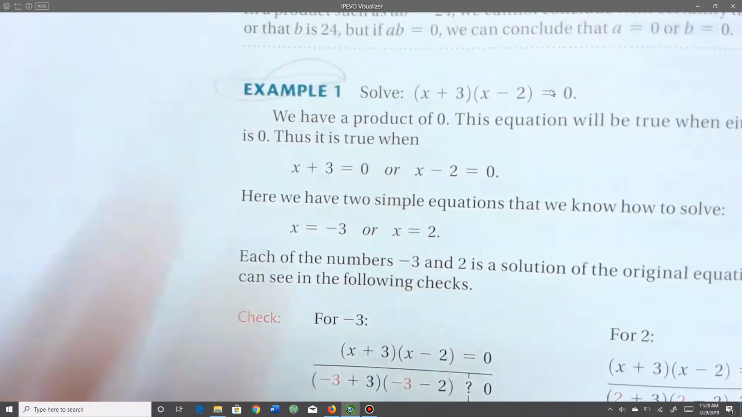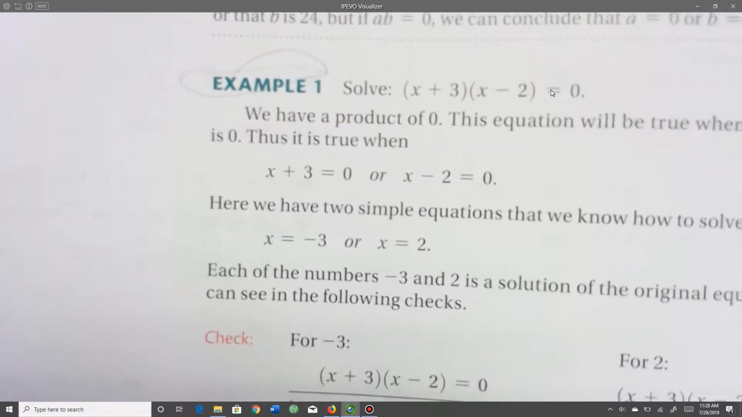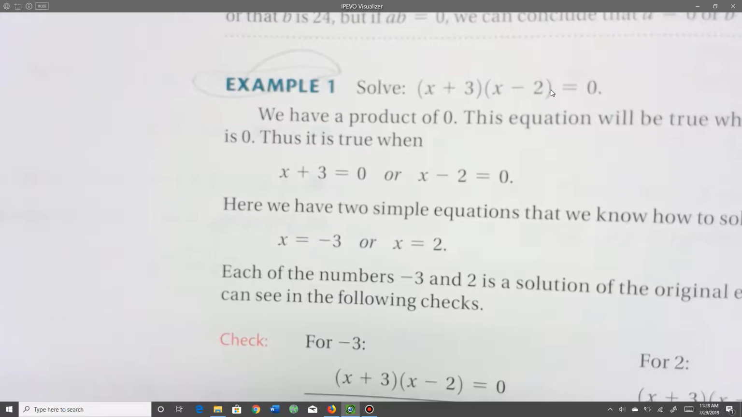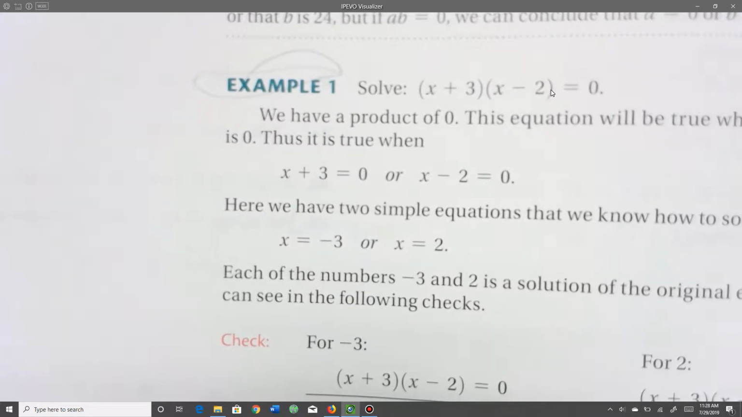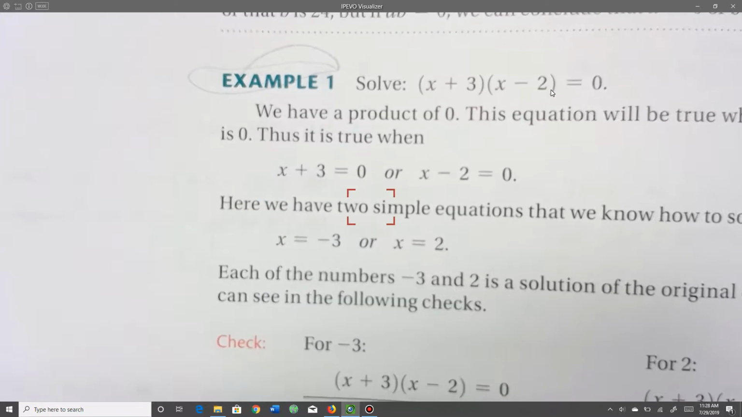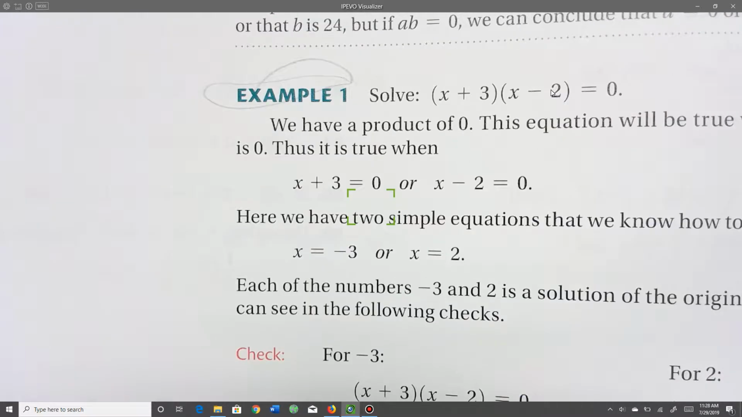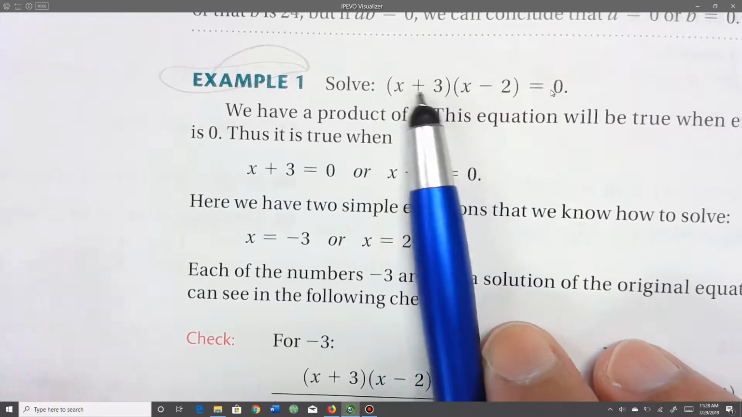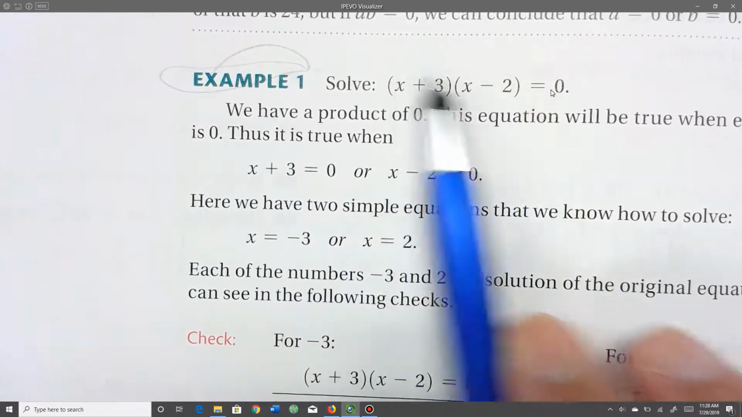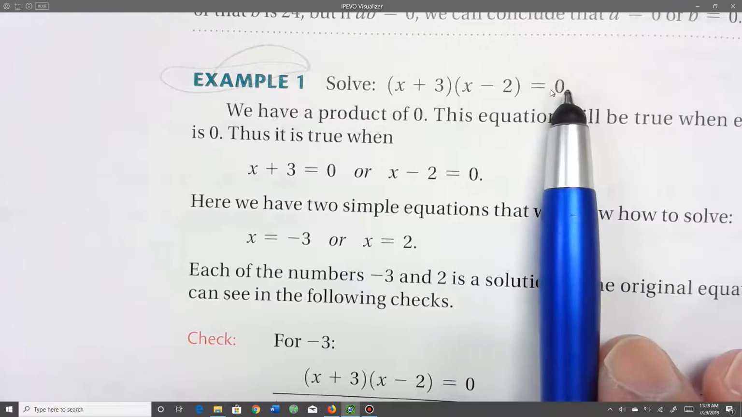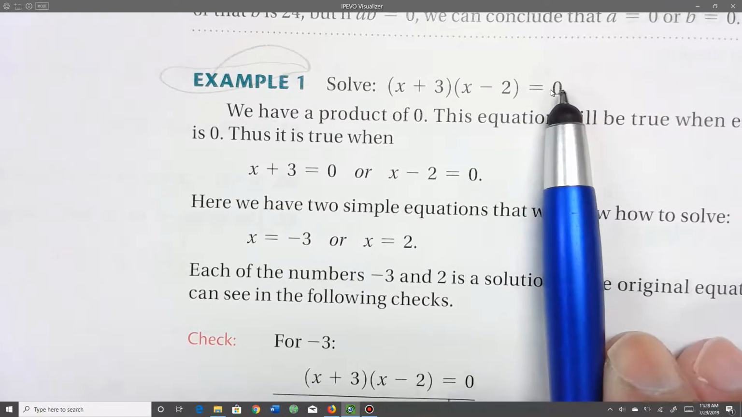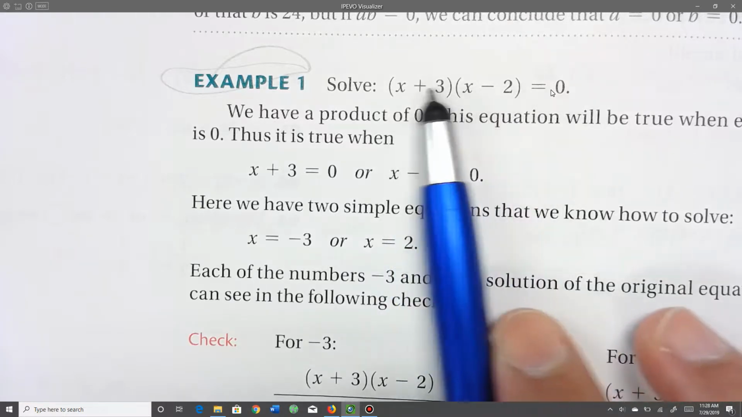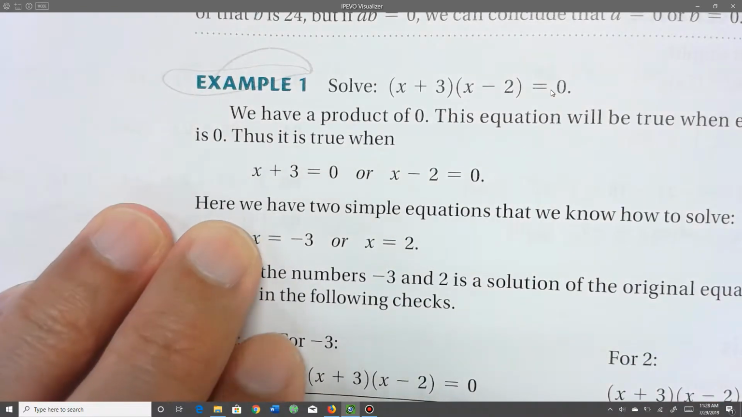So the fastest way to do that is by setting the equation equal to 0. So in this case they have already factored the equation and set it equal to 0. So they have done that for us. All we have to do now is solve for x.